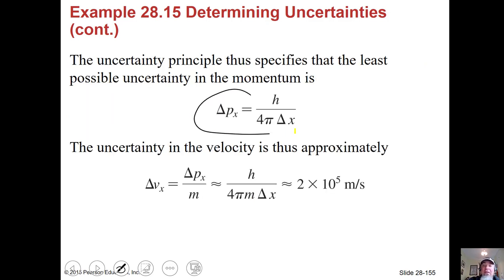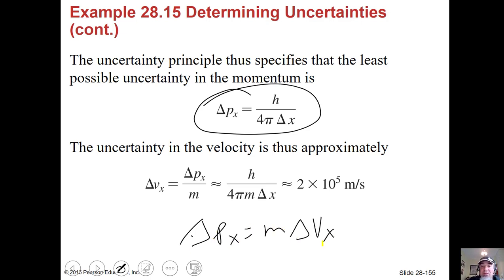So then you can solve for the uncertainty in the momentum from the uncertainty principle. And don't forget, the uncertainty in momentum is mass times the uncertainty in speed. Okay, so once you get the uncertainty in momentum from this equation, you can get the uncertainty in speed. That's where this is coming from. I should say velocity, not speed. So if you confine it to that space, you know it must have a range of velocities of 2 times 10 to the 5th.